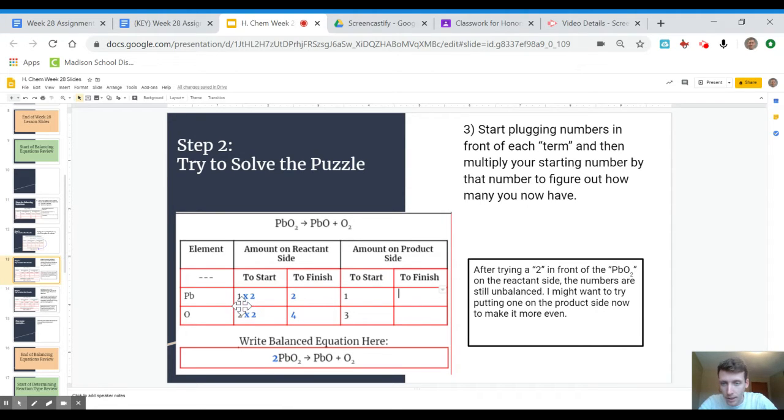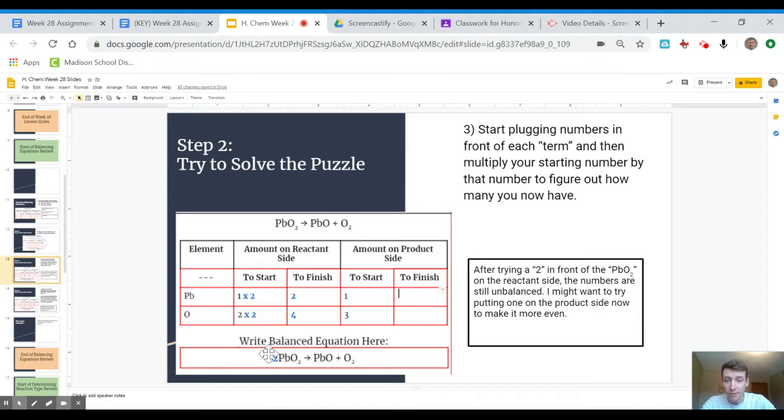So I started with one lead. After I put this blue 2 in the front, I need to multiply the lead by 2. So 1 times 2 gives me 2 to finish. Oxygen, I had 2. I'm multiplying this whole term by 2. So just like in math, you're going to multiply the first part by 2 and the second part by 2. So you're going to distribute that. 2 times 2 is 4.